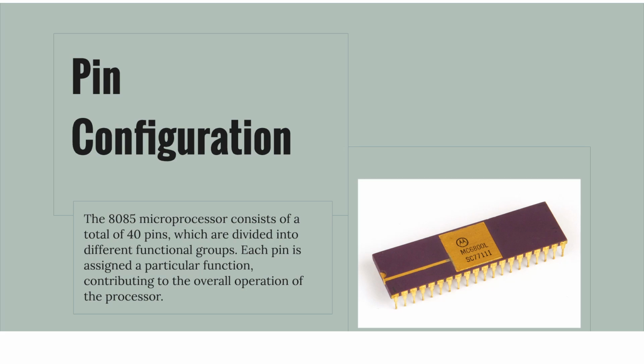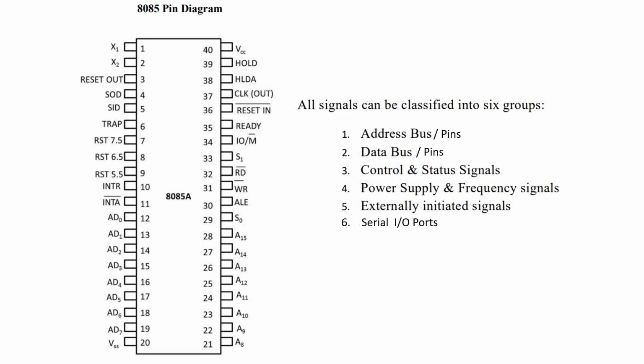The pins are divided into 6 functional groups: address bus, data bus, control and status signals, power supply and frequency signals, externally initiated signals, and serial I/O port. Here, pins carrying the signals and buses are groups of pins or wires that carry the related signals, enabling communication and data transfer within a computer system.